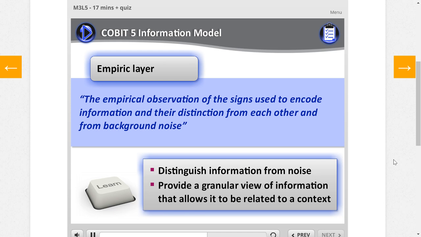Attributes at the empiric layer distinguish information from noise and provide a granular view of information that allows it to be related to a context. An example attribute is the information access channel. This identifies the access channel of the information. We are not thinking here of a physical medium, but of, for example, a user interface.